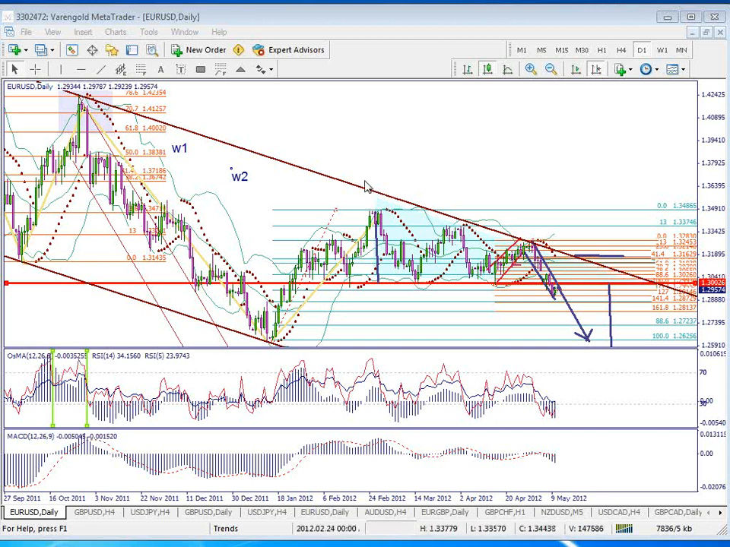Again, between those old resistance and will transform 1,300 into support. So maybe if you are just beginners, it's better to wait a little bit to have a clear trend for this pair.